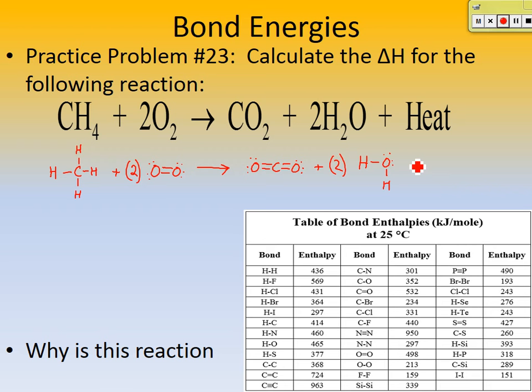Okay, remember, we're doing bonds broken first, so you need to count all these bonds that are broken, look them up on the table, see the value. Here's another bond that's broken. We're doing that minus the bonds that are formed. So these are the bonds that are formed. You need to look at all of those. So I'm going to give you a second to try this one on your own. Okay? Please, if you're watching the video, try it first.